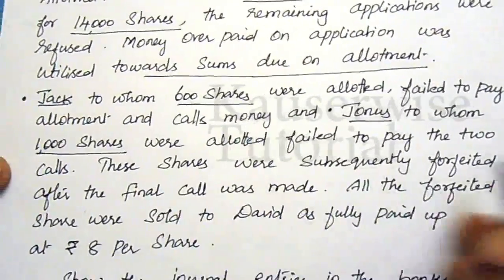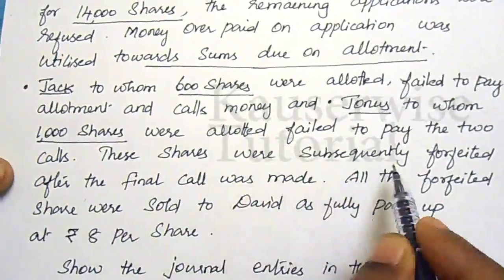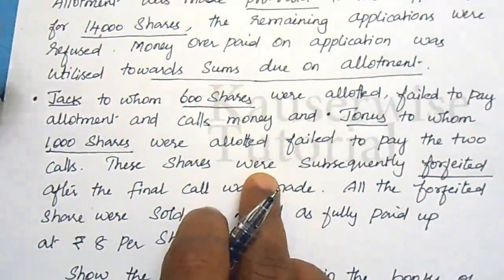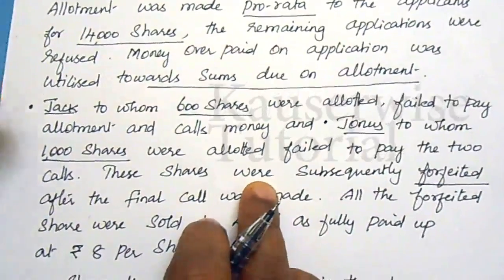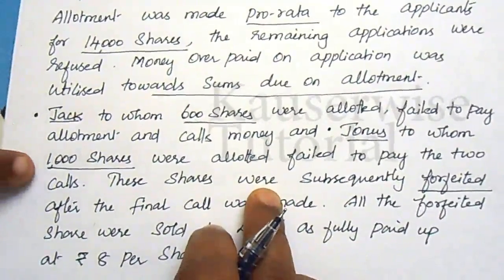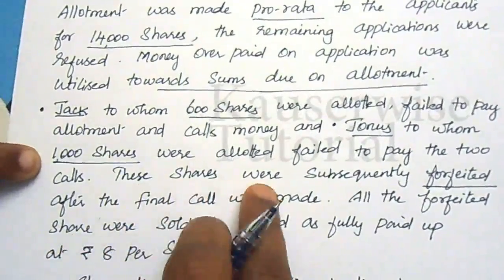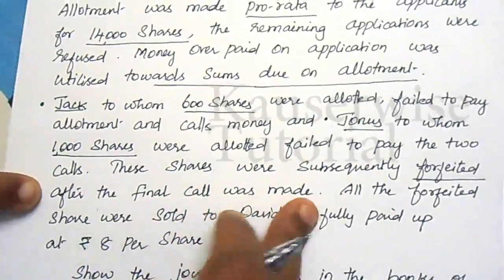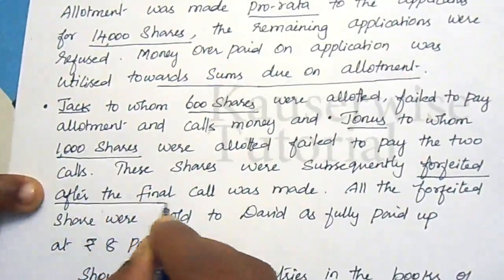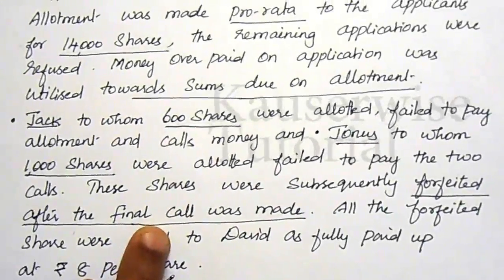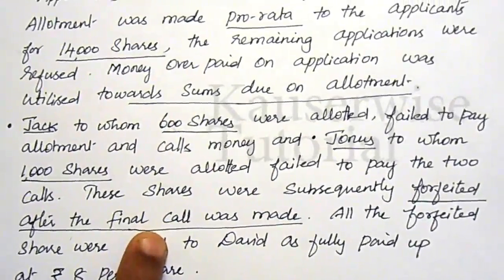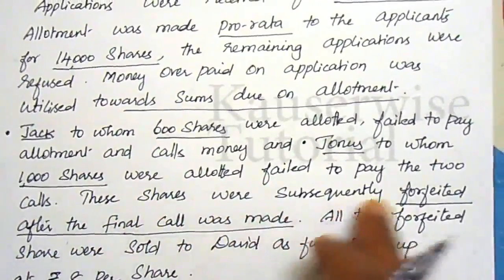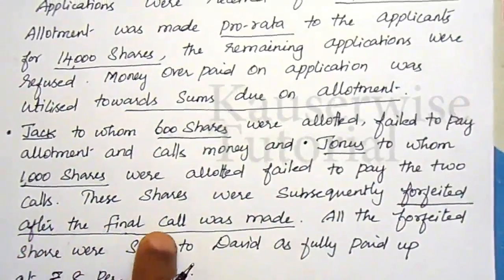Okay. So now these shares were subsequently forfeited. These shares means both the shares, that is 600 shares from Jack and 1,000 shares from Jonas. These shares were subsequently forfeited after the final call was made. This information is very important because a company can forfeit after allotment, or after the first call, or after the final call. But according to this problem, these shares were subsequently forfeited after the final call was made.